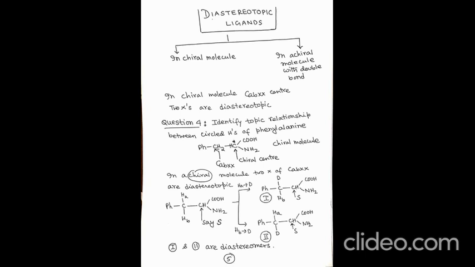Now by using the substitution method also, after substituting the two hydrogens by deuterium, we will get two compounds, and those two compounds will be diastereomers. Because they are diastereomers after substitution, the topic relationship between the two hydrogens of the benzyl group in phenylalanine is diastereotopic.